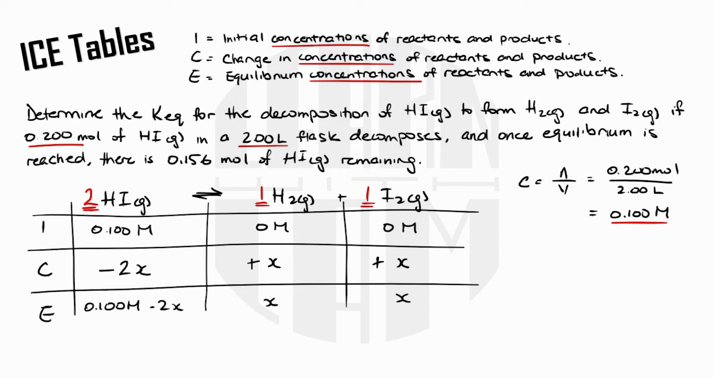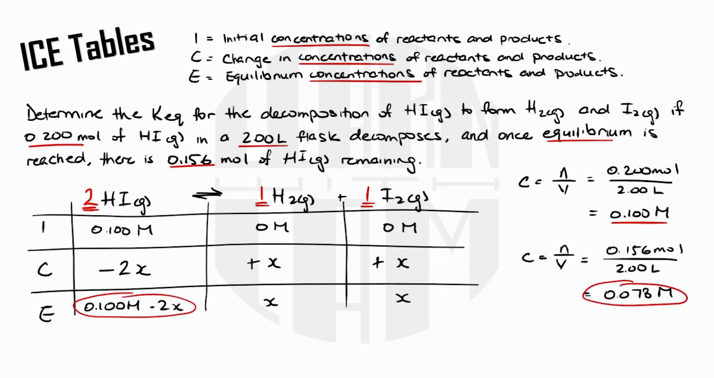Notice that I do have some extra information when it comes to equilibrium. There's 0.156 moles of HI gas remaining. Now again, we're interested in concentration, so let's just divide that by 2.00 liters to give us 0.078 moles per liter. And notice that both of these terms represent the equilibrium concentration of HI gas, meaning they must be equal.